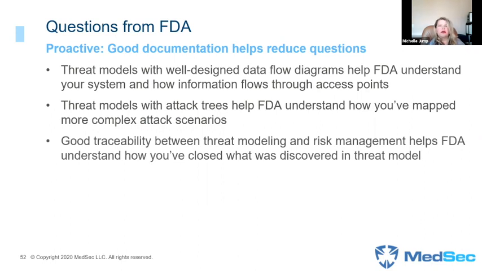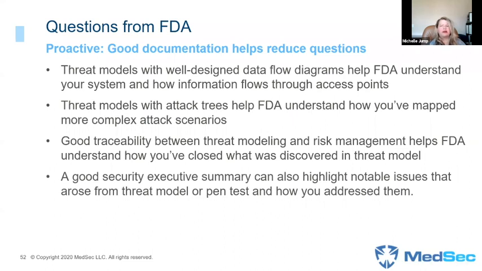The other thing that is really important to help reduce questions from the beginning, and being proactive and telling that better story, is making sure you have good traceability between your threat model and your risk management. This helps FDA understand how you've surfaced threats and identified them through the threat model, and then you've assessed them and closed them if necessary in your risk management file. So if you do a threat model and it stands alone, and you do a risk management file and it stands alone, you're not really utilizing the threat model as it was intended, which is supposed to be a feed into the risks that you're identifying within the risk management.